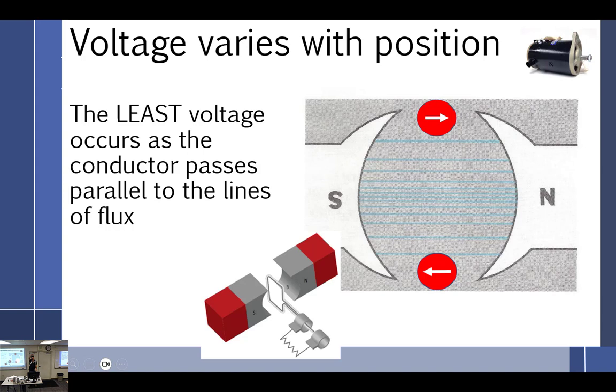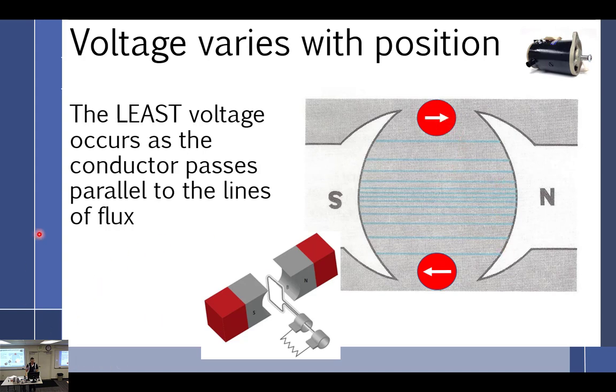Now when it's doing this right here, it's not cutting those lines of flux, it's running parallel to them. So that's going to produce zero voltage. You can feel it on some motors, almost like a little piston going up and down. It's like compression, no compression. So it makes it a little bit harder when it's down here.